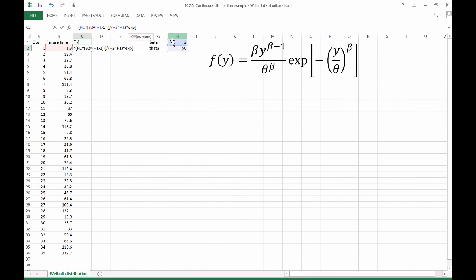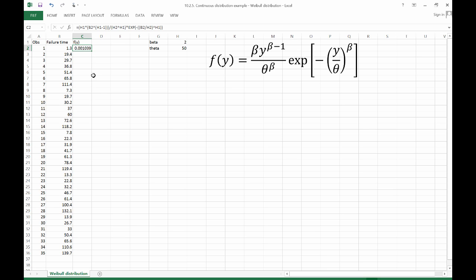Now we're going to multiply that by the exponential function, negative y divided by theta, excuse me, theta raised to the beta. Okay, and we want to be careful here about the negative in this exponent. Again, you can never be too cautious. Let's include that here, and then one more to close out the exponential function. Okay, so this should work. So that is the PDF evaluated for failure time of 1.3 time units when these are our beta and theta values.